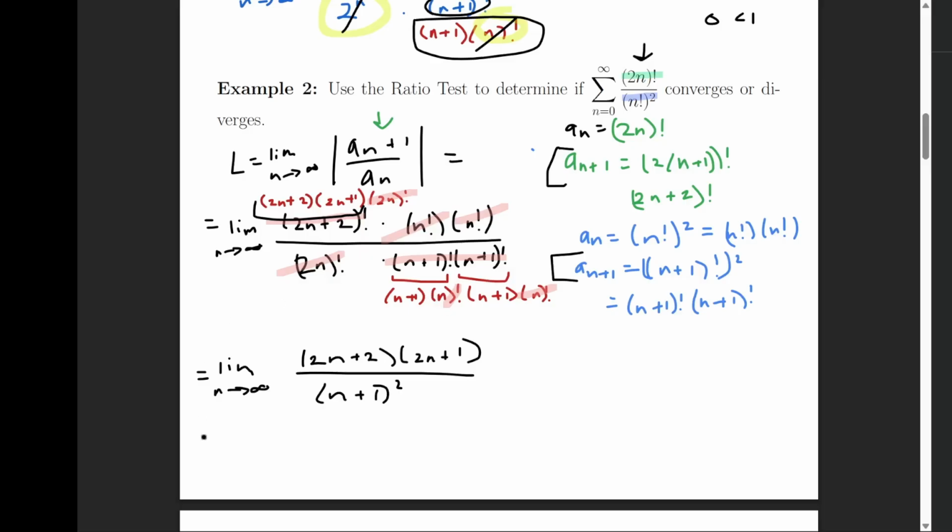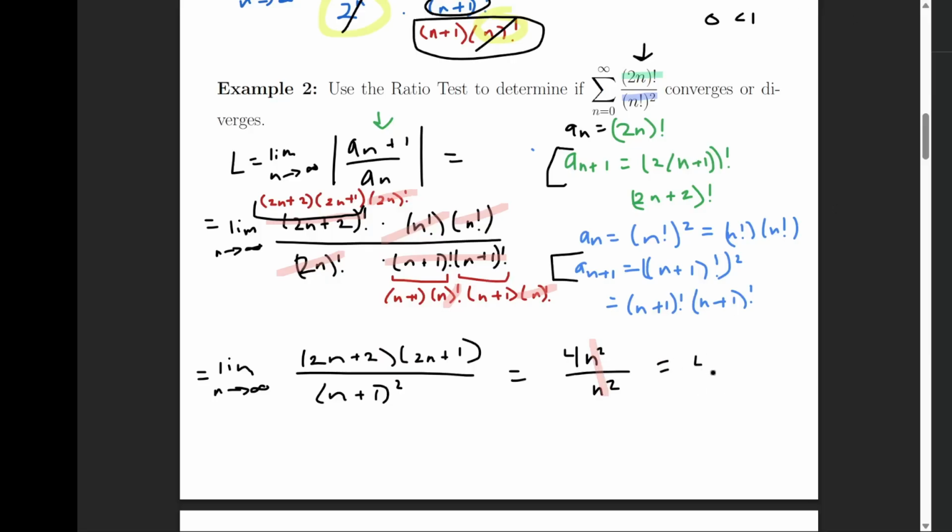So after we have that, we can just try to use different tests to see if it converges or diverges. In this case, we're going to be using the p-test and look at the dominant term. The top one, the dominant term, is 2n times 2n, that's going to be 4n squared, and then the bottom is just n to the second power, right? Then this cancels out, so our L is going to equal 4.